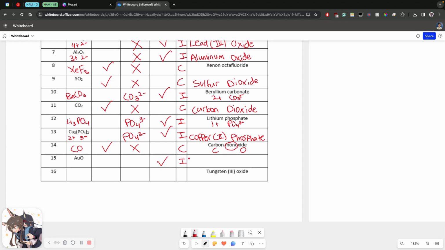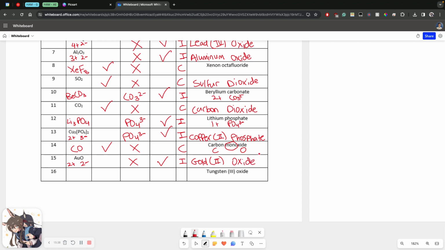I for ionic, since it's a metal and a non-metal. And we know that there's no polyatomic ions because it is simply oxygen. So with this information, we can figure out the charge of Au because oxygen has a 2- charge. And in order for this whole thing to equal 0, the gold has to be a 2+ charge. So the way we write this is gold 2 oxide.